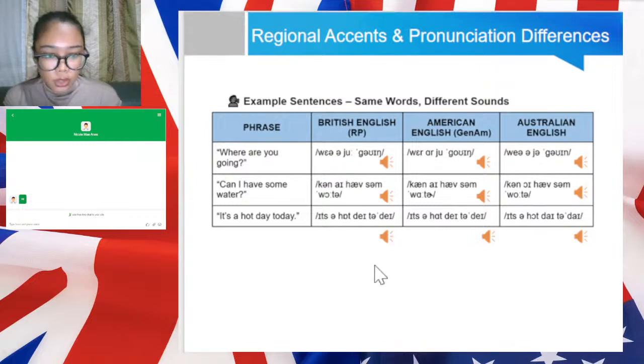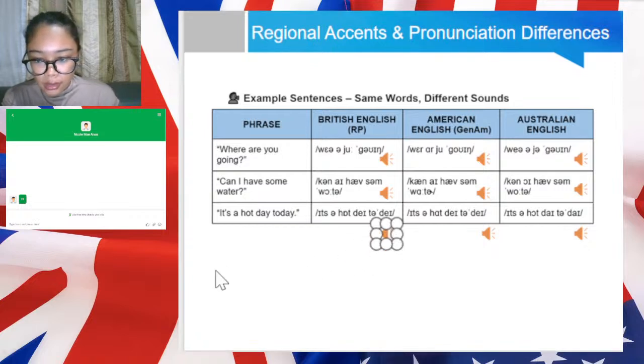All right, let's move on to the last sentence. It's a hot day today. For British English, they say it like this. It's a hot day today. Again, it's a hot day today.